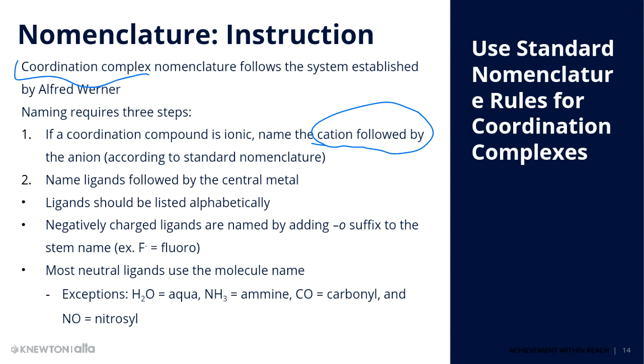If you have the same ligand more than once, you would use di for 2, tri for 3, tetra for 4. And if you have different types of ligands, like the example we had with water and ammonia, you are going to name your ligands in alphabetical order, and then you bring the name of the metal ion. So ligands should be named alphabetically.